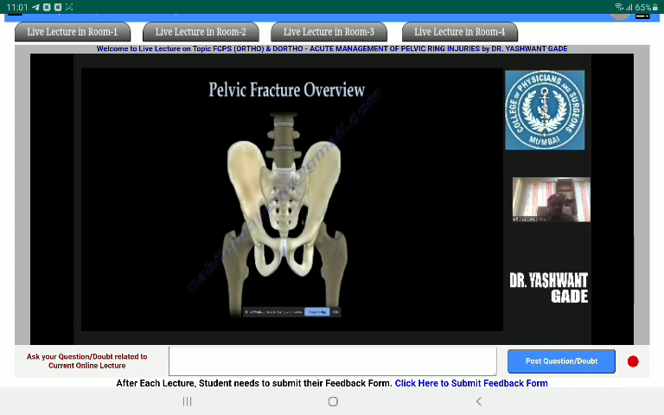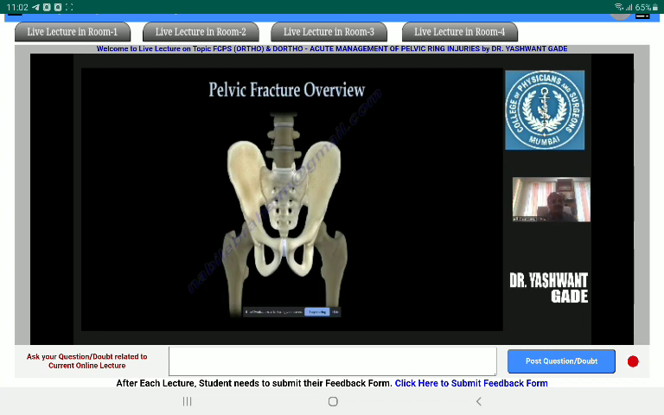Now the anatomical position of the pelvis is such that the pubic symphysis and anterior superior iliac spine lie in the same vertical or coronal plane. So the pubic symphysis is this one, and the anterior superior iliac spine, they lie in the same coronal plane. Means the pelvic bone is tilted anteriorly.